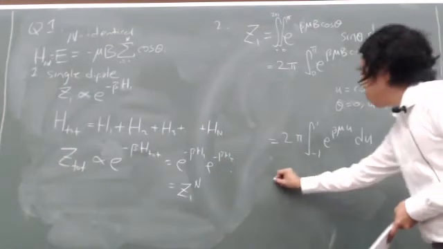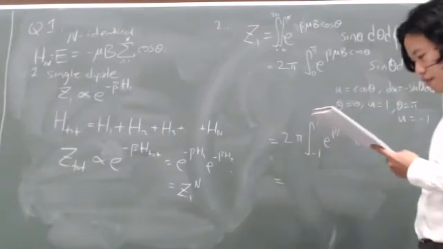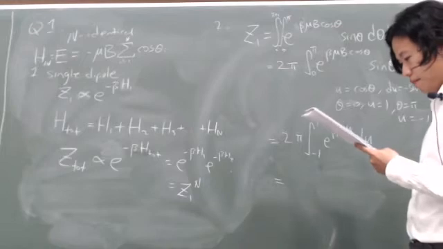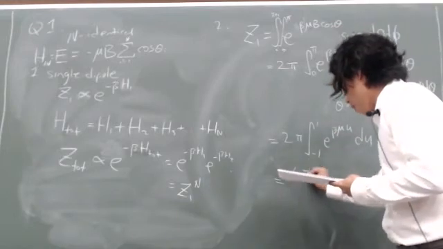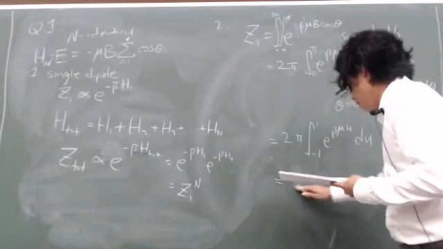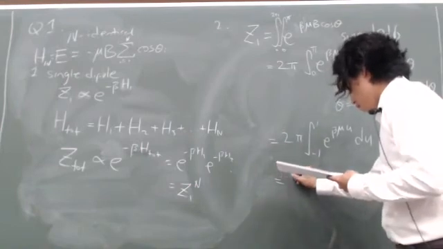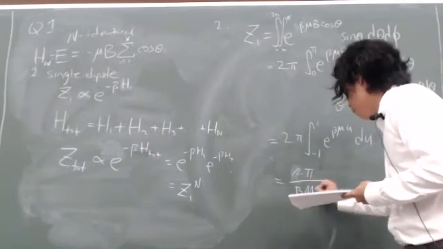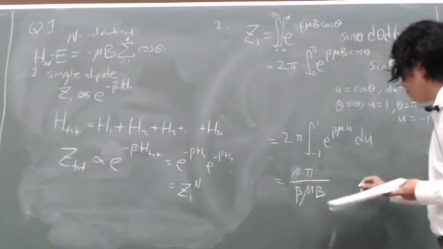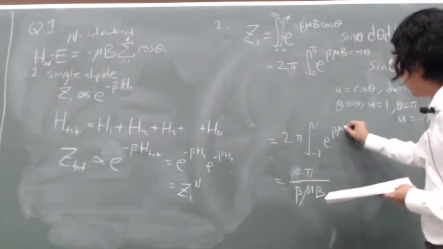And once you do that integral, it turns into 2 pi divided by beta mu B. There's a B in here still.